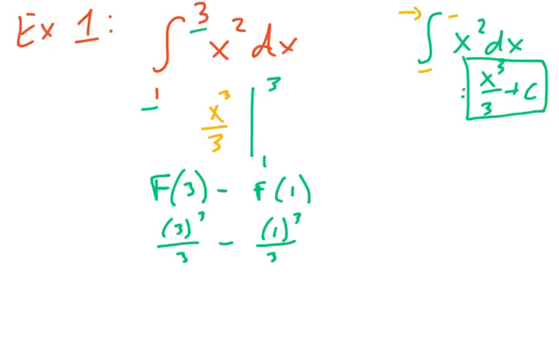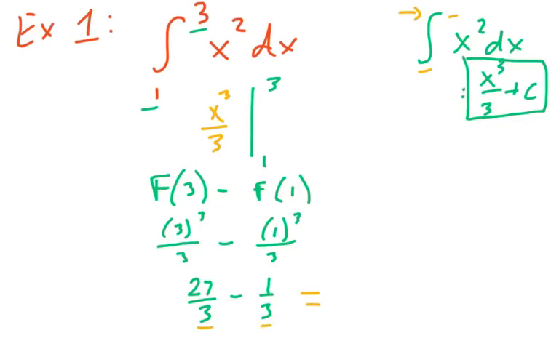So 3 cubed, hopefully all of you can remember that. 3 cubed is 3 times 3, which is 9, times another 3, which is 27. Minus 1 cubed is 1. Now 27 divided by 3, yes, I could simplify it to 9. However, I don't want to have to do 9 minus a third. That's kind of a little weird.